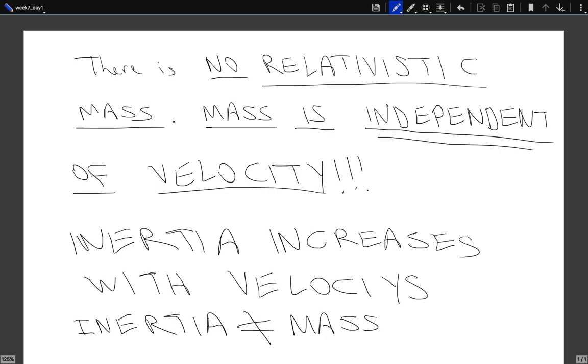So when I say that inertia increases with velocity, what I mean is that if you apply the same force to two objects of the same mass, the one that has a larger velocity, larger speed, will have a smaller acceleration. That is what is meant by the inertia increases with velocity.